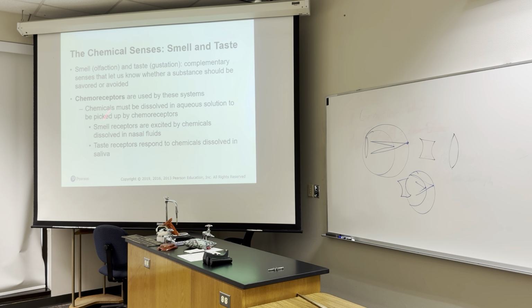Okay, so smell and taste, olfaction and gustation. So how can you smell? Where is the smell organ? Organ is the what? Nose, and the membrane inside the nose that has the receptor for the what? Smell. So complementary senses that let us know whether a substance should be savored or avoided. Chemoreceptors are used by these systems. Chemicals must be dissolved in the aqueous solution to be picked up by the chemoreceptor. Smell receptors are excited by the chemicals dissolved in the nasal fluid. Taste receptors respond to the chemicals dissolved in the saliva.